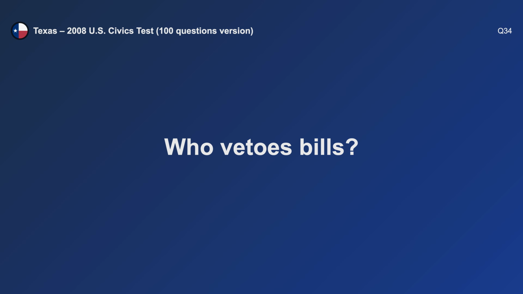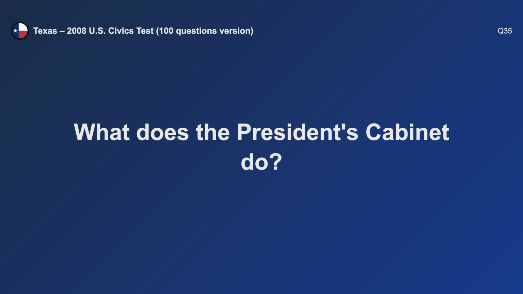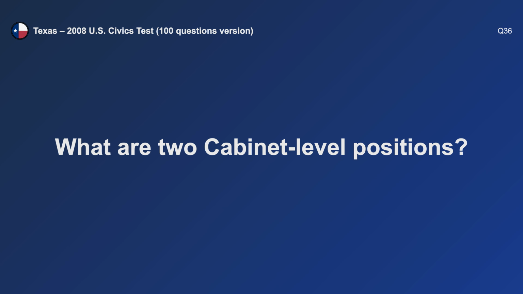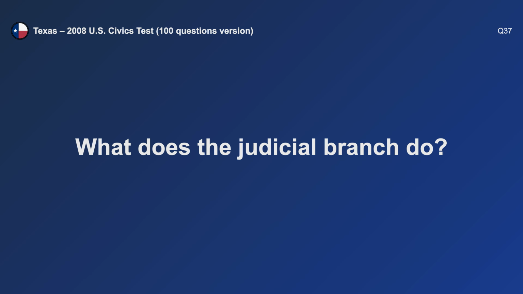Who vetoes bills? The President. What does the President's cabinet do? Advises the President. What are two cabinet-level positions? Secretary of State and Vice President. What does the judicial branch do? Reviews laws.